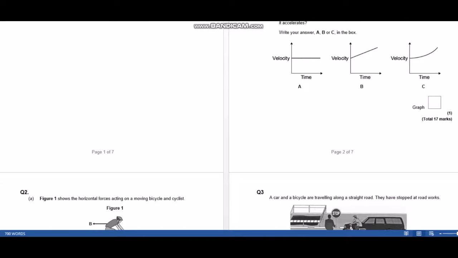A, we don't see any change in velocity, so it can't be A. B, it does start at a velocity, it ends at a higher velocity, and it's a straight line, which shows us that it's increasing velocity at a constant rate. So B is the correct answer, and we're going to write B in the box provided. Pause the video here as I'm about to move down and the answers will come off the screen.